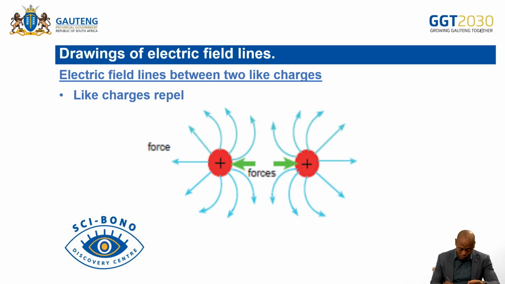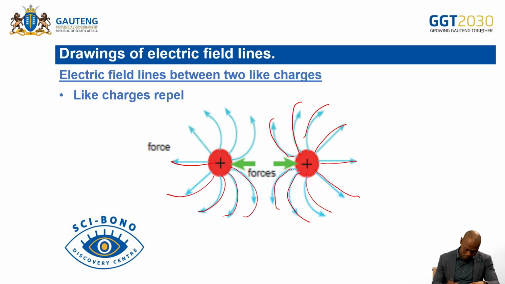So between these two like charges, there is force of repulsion. So when you draw, you must show repulsion. As we can see here, this is repulsion. This is how you need to draw them. There will be force of repulsion throughout, even this side. It's repulsion throughout.